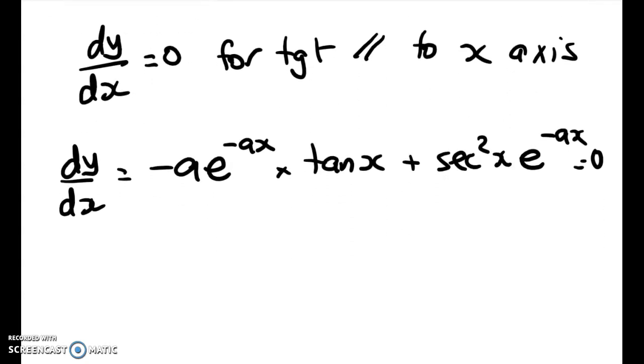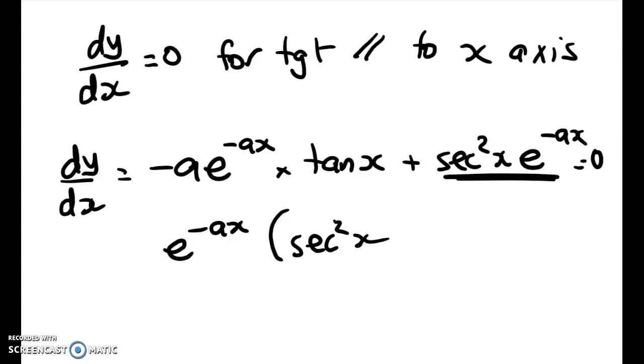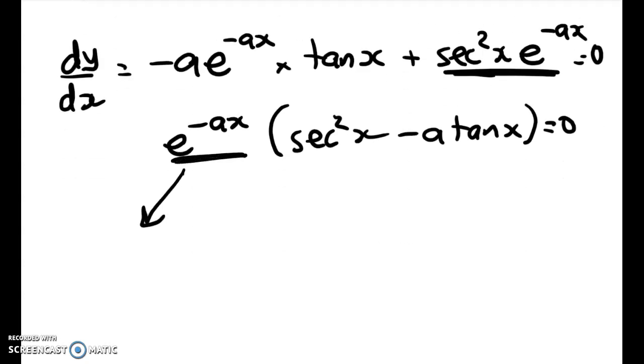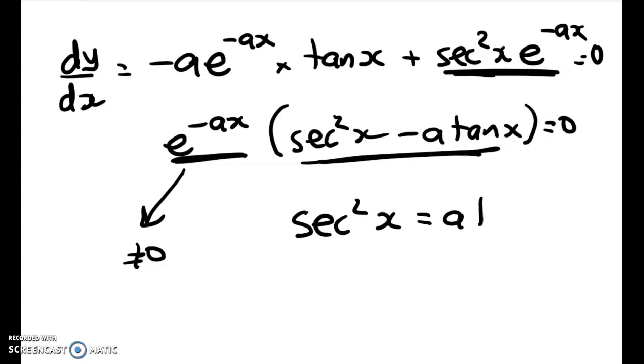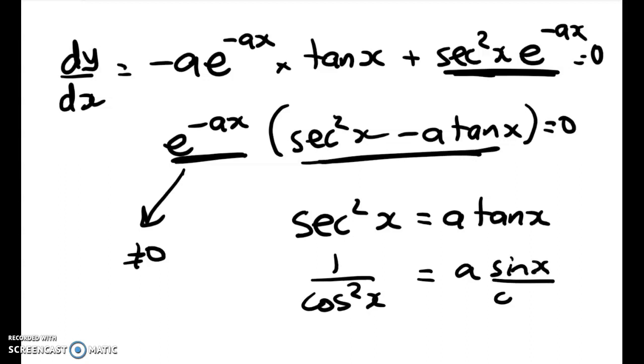We're going to factorise that with e to the negative ax out the front, times sec squared x minus a tan x, and that has to equal 0. So e to the negative ax doesn't equal 0, so the solution has to come from this factor. We've got sec squared x equals a tan x. Now I can play around with this, and I could write this as 1 over cos squared x is equal to a sine x over cos x.